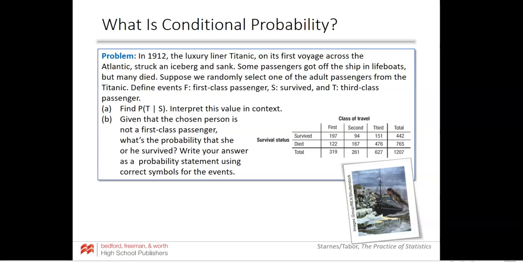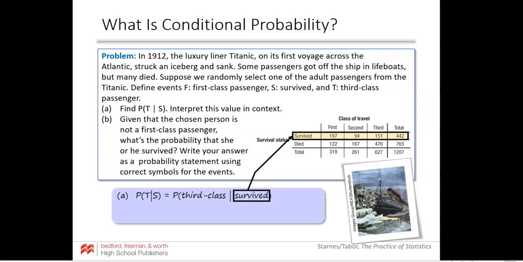Define events: F is first class passenger, S is survived, and T is third class. I think it was better to be first class if I remember right. So find the probability that you're third class given that you survived. Interpret this in context. In this case, we're only looking at the survived folks, so that's like our denominator here. 442 people survived. Given that you survived, what's the probability you were third class? So the numerator would be 151 divided by the denominator of 442.